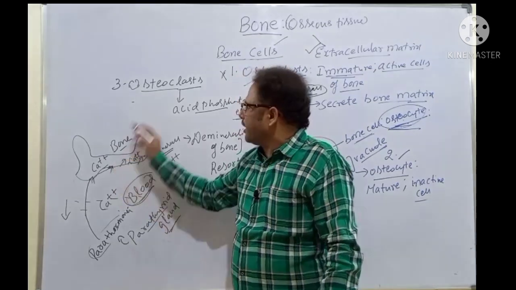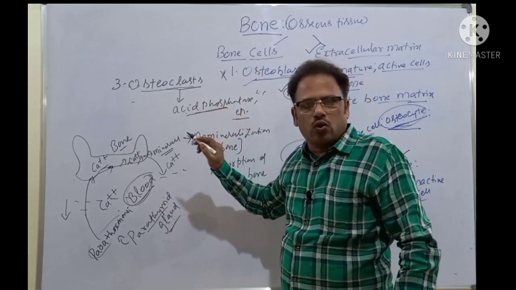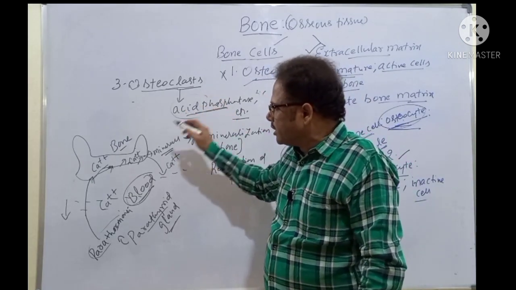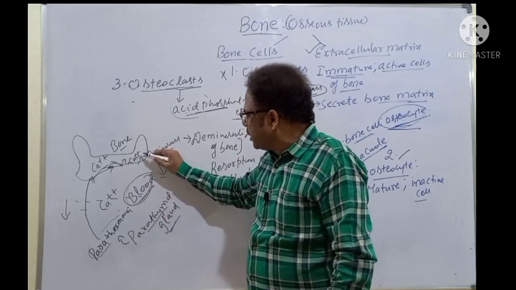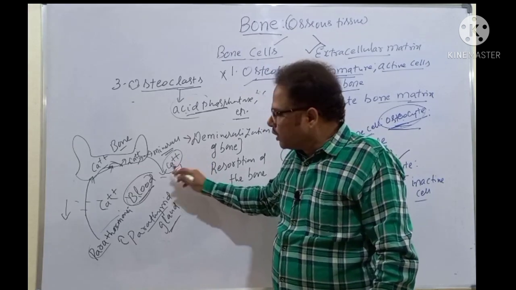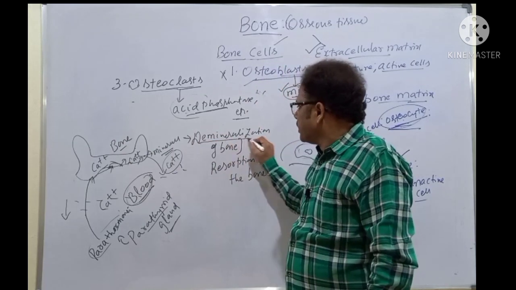When osteoclasts are activated, the osteoclast releases acid phosphatase and a host of other enzymes, so that these enzymes break the bone, they dissolve the bone. So what is released here? Calcium ions and other minerals are added to the blood by destroying this bone. That is why it's called demineralization of the bone.